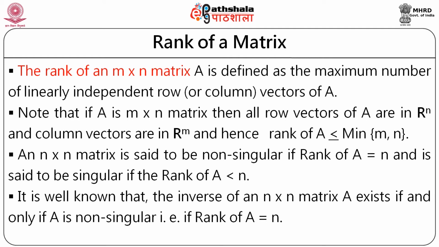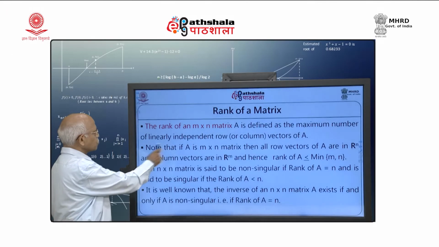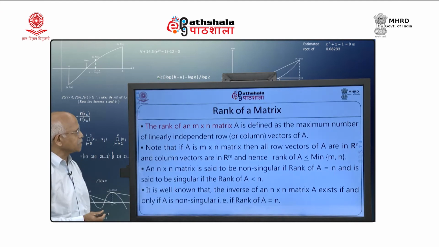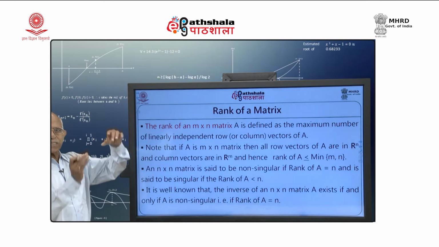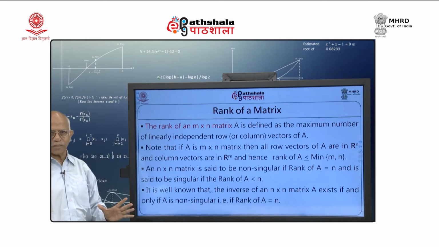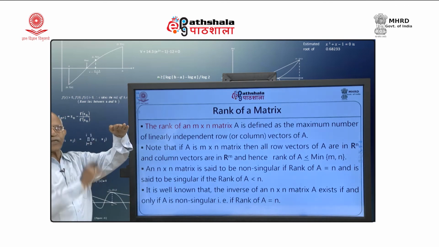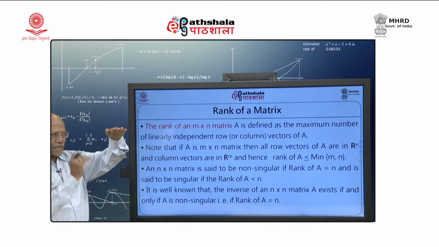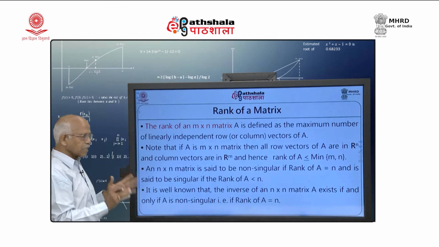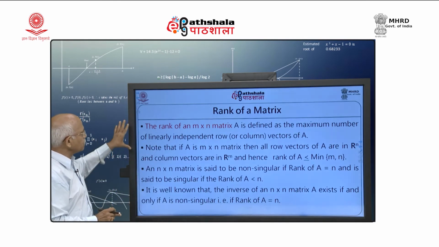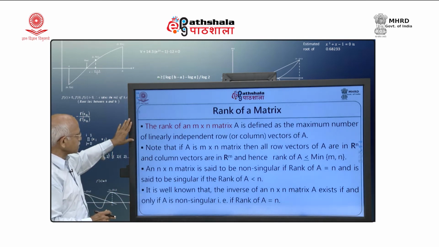The rank of an m cross n matrix A is defined as the maximum number of linearly independent row vectors or column vectors in A. You know that an n by n matrix has n row vectors or n column vectors. Out of that, how many are linearly independent? The maximum number of linearly independent row vectors or column vectors is going to be identical, and that will be considered as the rank of the matrix.